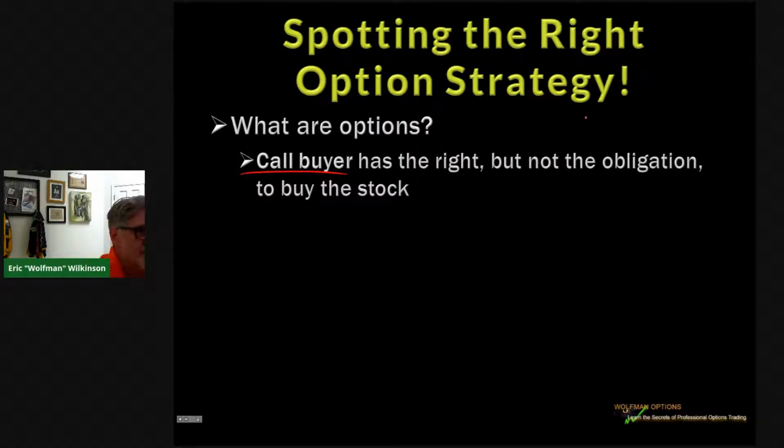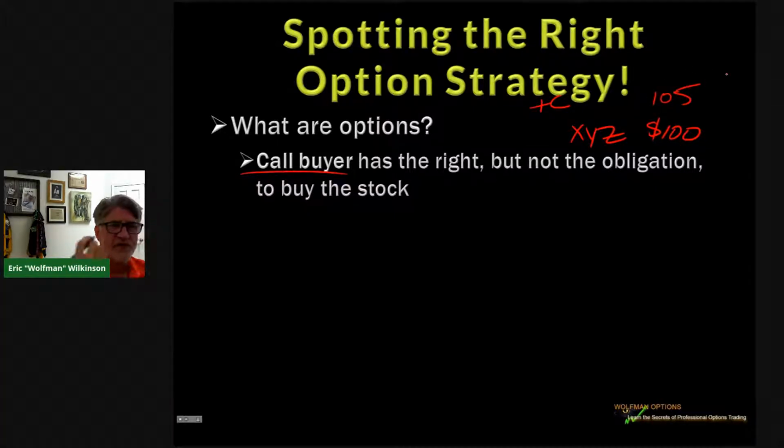So, for instance, if XYZ is trading, let's just say 100 to make everything easy, all right? And you've seen people buy calls. Let's say it's at the 105 strike, okay? So if you're buying a call at the 105 strike, you have the right but not the obligation to buy the stock. If this stock is trading 100, folks, are you going to use your right to buy the stock at 105 when it's trading 100? No, you're not. You're just going to kind of let it go.